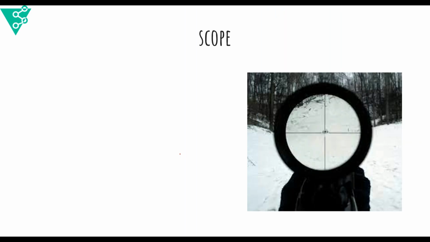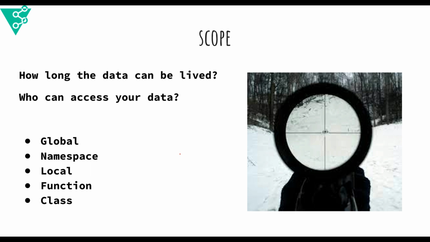What is a scope? With this telescope, you can see that when you use the telescope and look for a particular thing, it is only visible to you; a person standing beside you cannot see what you see. Which means that you have the scope of a particular item only to yourself. Nobody else can see it. The same is applicable to your data variables or the classes or your abstract data types. How long the data can live and who can access your data depends on the scope of the object. Now the scopes are like global, namespace, local, function, class.